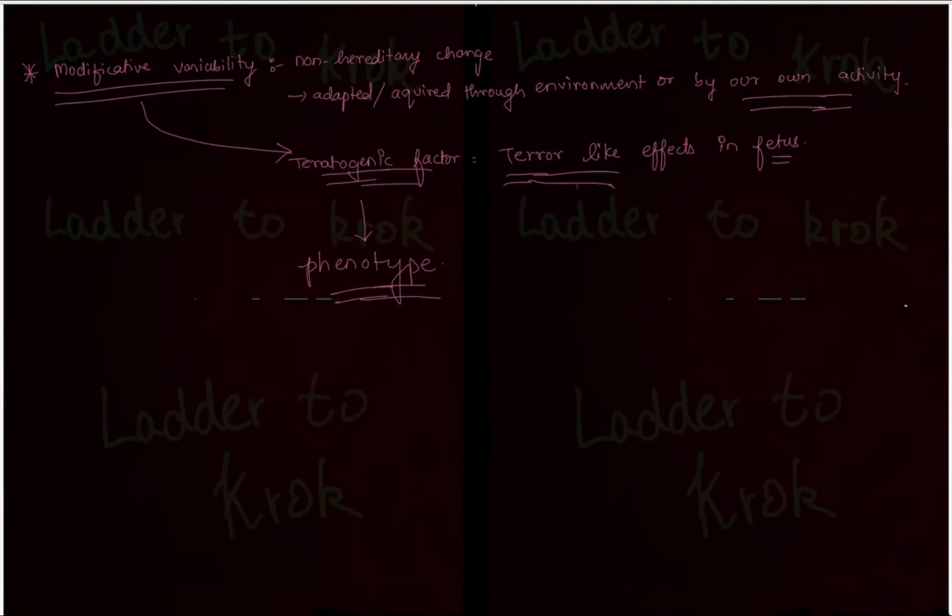So this adapting something or getting into ourselves something by our own actions, by our own activity, is called modificative variability. Actually these three things are connected, and can be seen. Therefore, you can write this: therefore, phenotype.